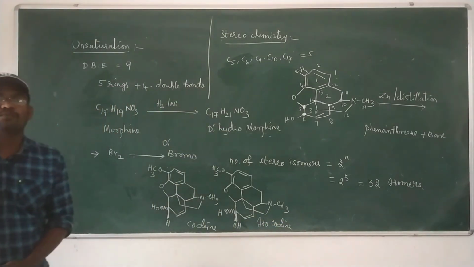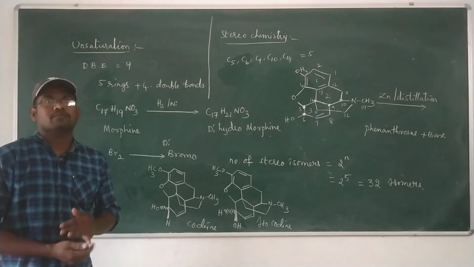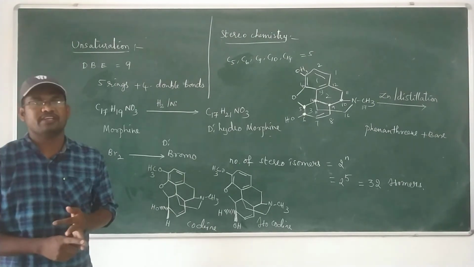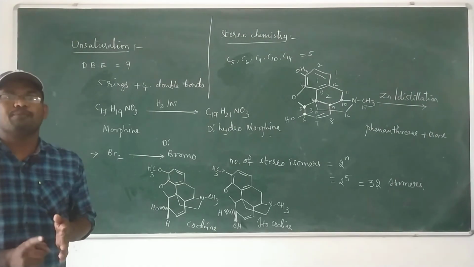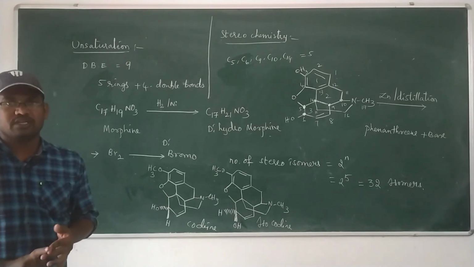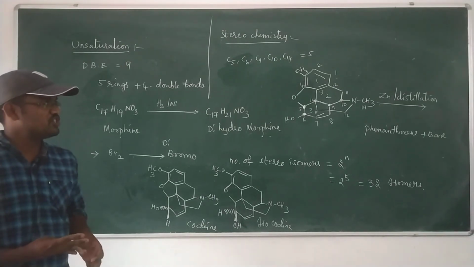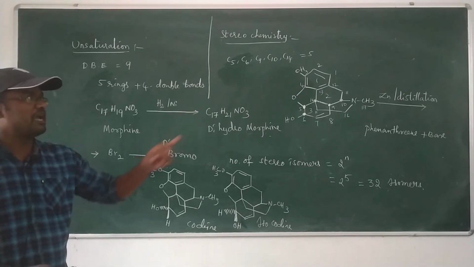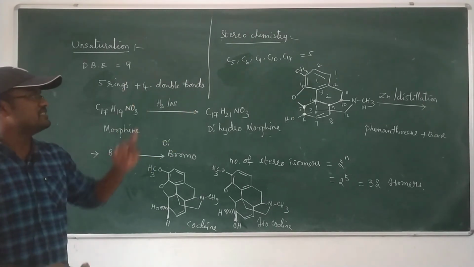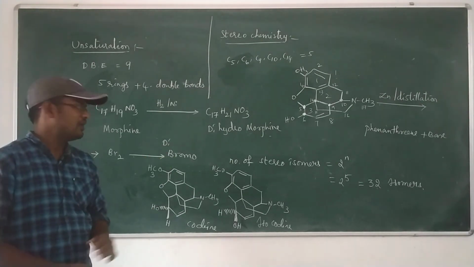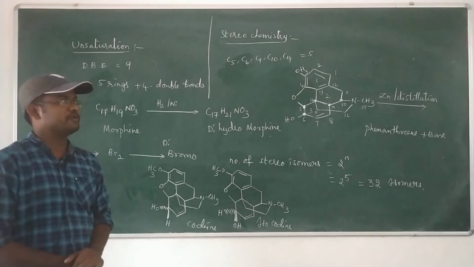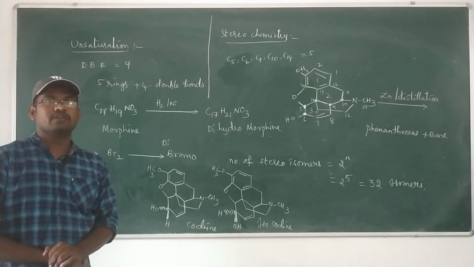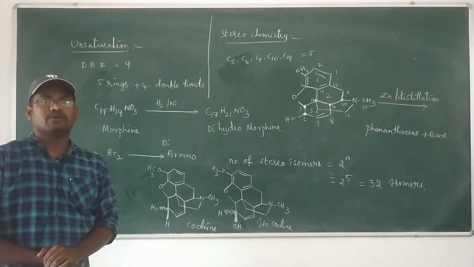Structure determination of morphine is completed. Morphine physical properties, isolation of morphine means separation of morphine. Next, double bond equivalence, nitrogen function, oxygen function, unsaturation, and finding out the skeleton structure. Morphine has a phenanthrene skeleton, and finally stereochemistry, number of stereoisomers, and main stereoisomers. This is the total structure determination of morphine. In the next video we will discuss structure determination of reserpine.